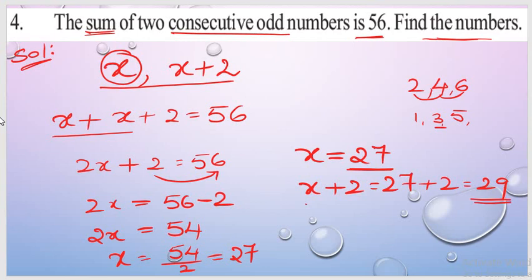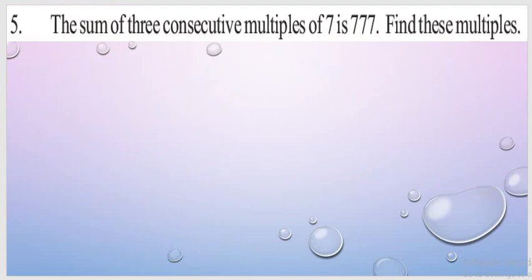Now some may have a doubt: should I consider only x and x plus 2? If you want, you can consider it as x minus 2 and x also. While considering the two consecutive numbers as x minus 2 and x, you are going to get the same answer. Okay, moving on to the next question.